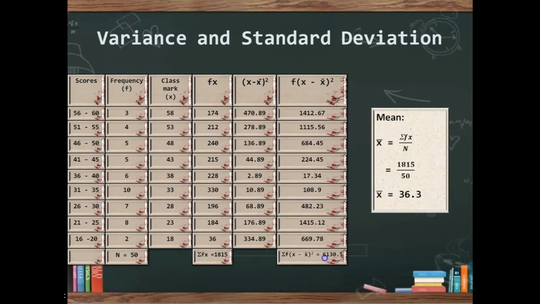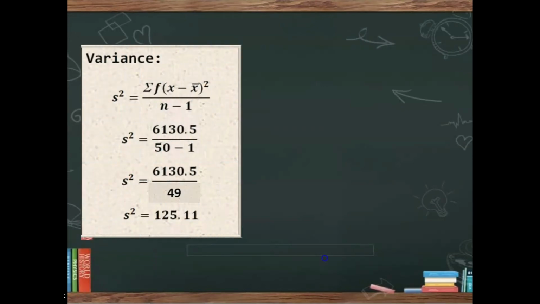How to get the variance and standard deviation? You need to get the value of the summation of frequency times (x minus mean) squared, which is 6,130.5. Then divide it by n minus 1. Our n is 50, minus 1.